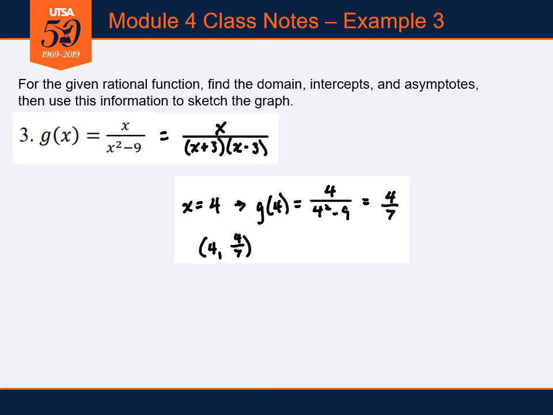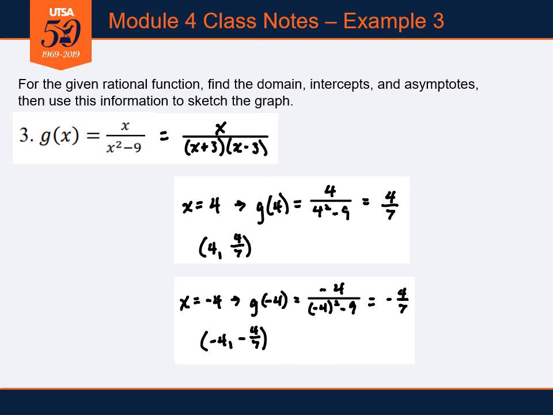And then off to the right, with x equals 4, we get 4 over 4 squared minus 9, that's 4 over 7. And way off to the left, let's use an x value of negative 4, and that's negative 4 over negative 4 squared minus 9, that's negative 4 over 7. Taking all 4 of these points and throwing them up on the graph and seeing what they tell us about the shape of the graph.